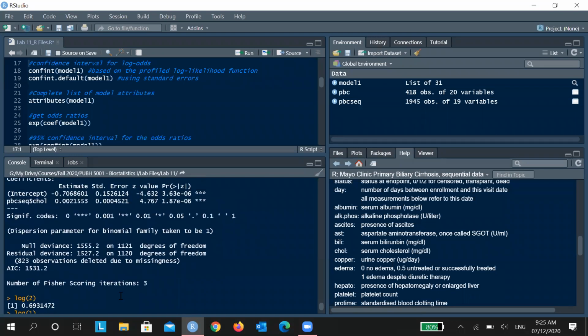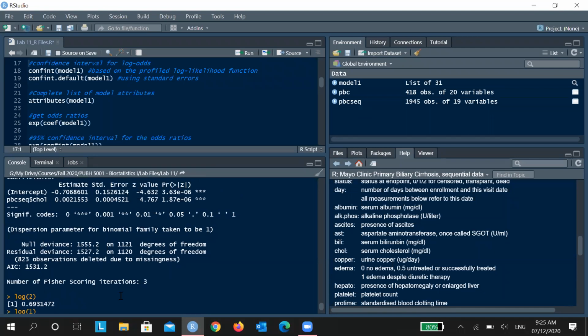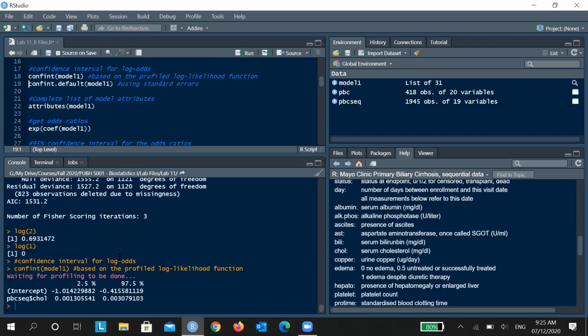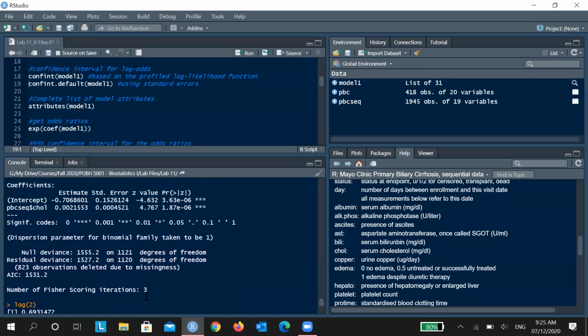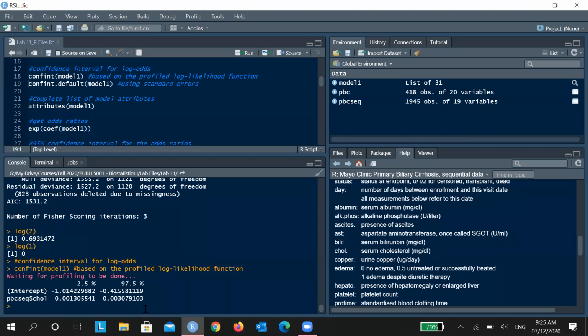Now, in order to write those confidence intervals, we need to find the confidence interval for the log odds. So how do we find that? We just say confint model 1. Now, this is the confidence interval for the serum cholesterol. How do we know if this is statistically significant or not? If it crosses zero, it is not statistically significant, but this does not cross zero, so it is statistically significant.